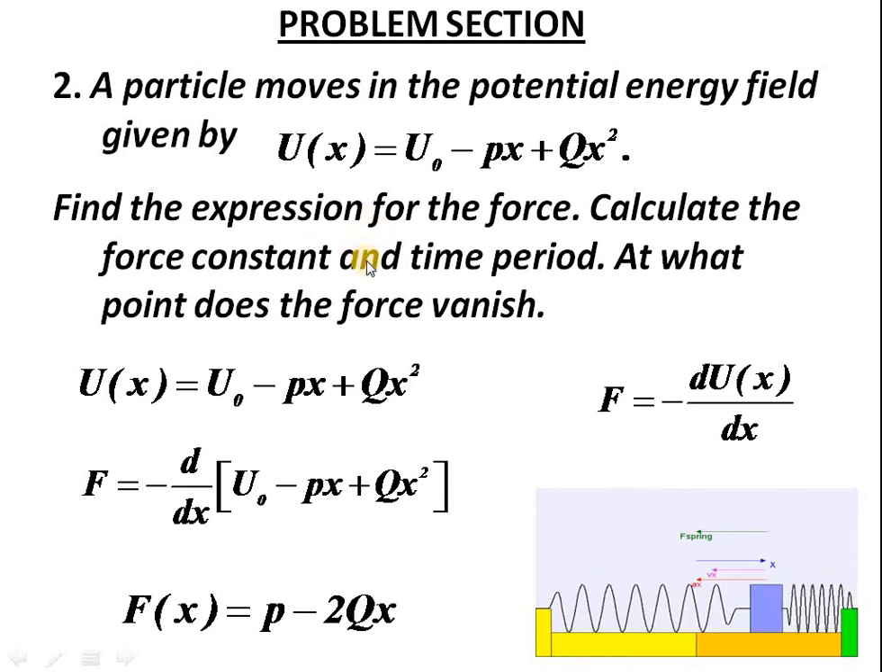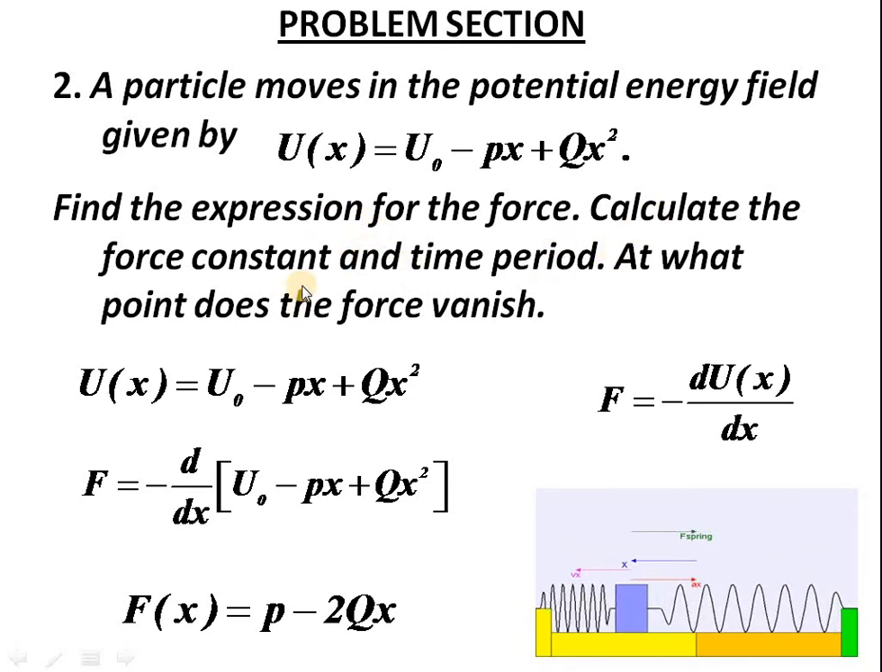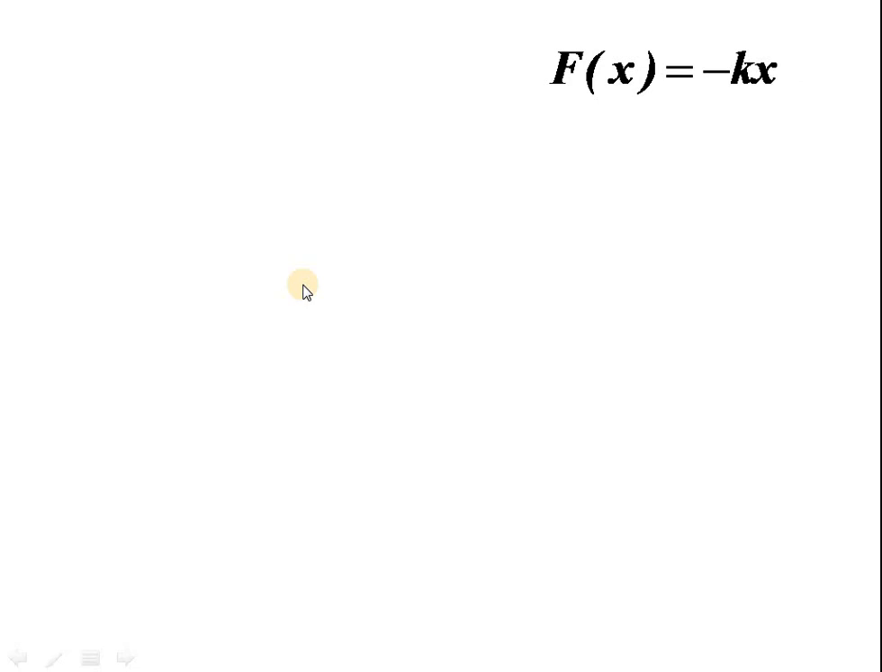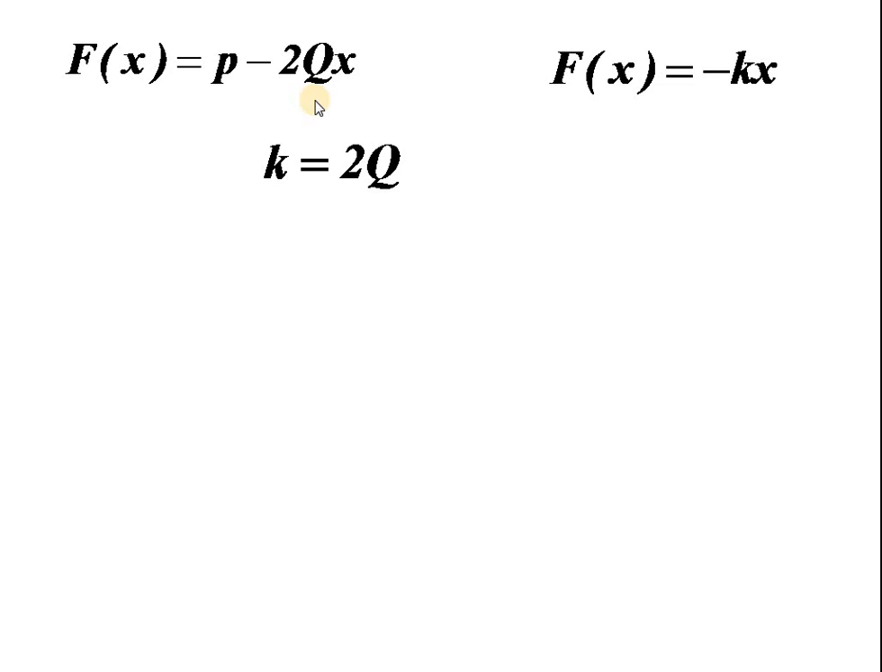Then question number 2 is calculate the force constant. You know force F of x is equal to minus kx. And in our present given force value, you can see what is the coefficient associated with x. Coefficient associated with x is 2q. So that simply means that force constant is 2q. So we got the answer to the second question.